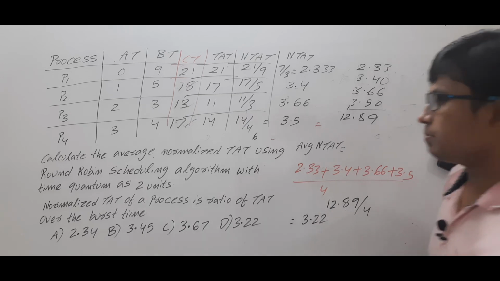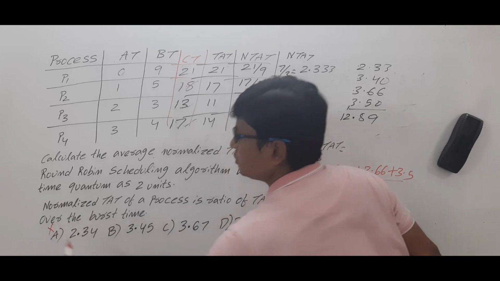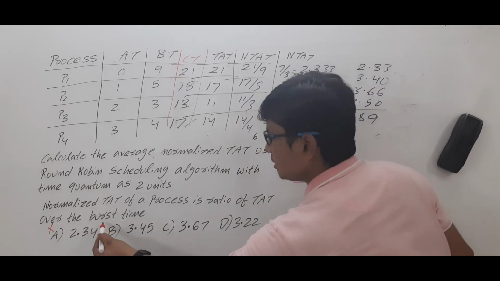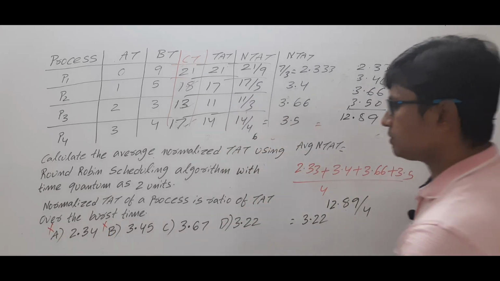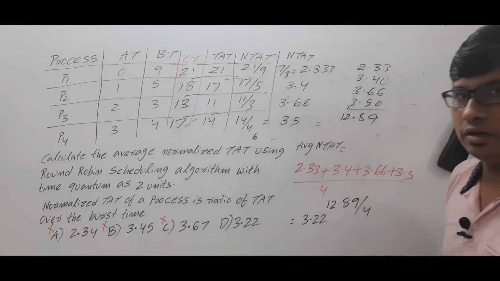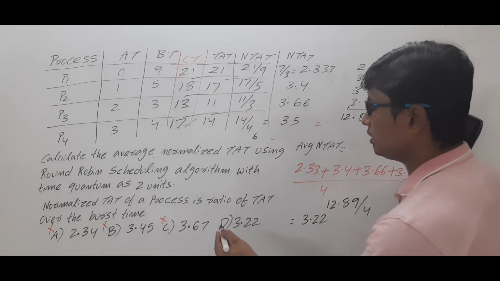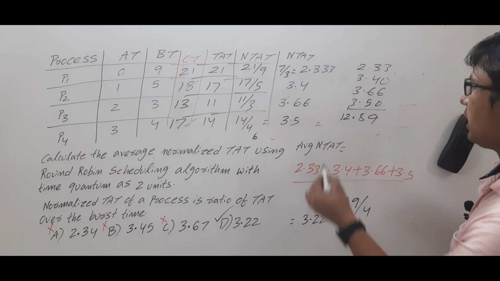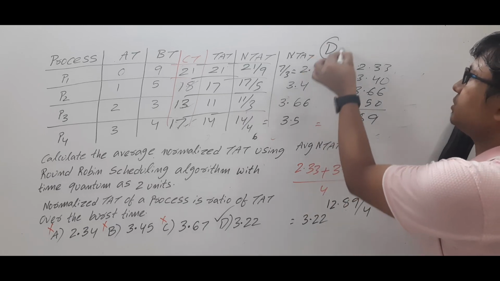So option A, which they have given as 2.34, is wrong. Option B, 3.45, is wrong. Option C, 3.67, is wrong. Option D, 3.22, is right. So the right answer for this question is option D.